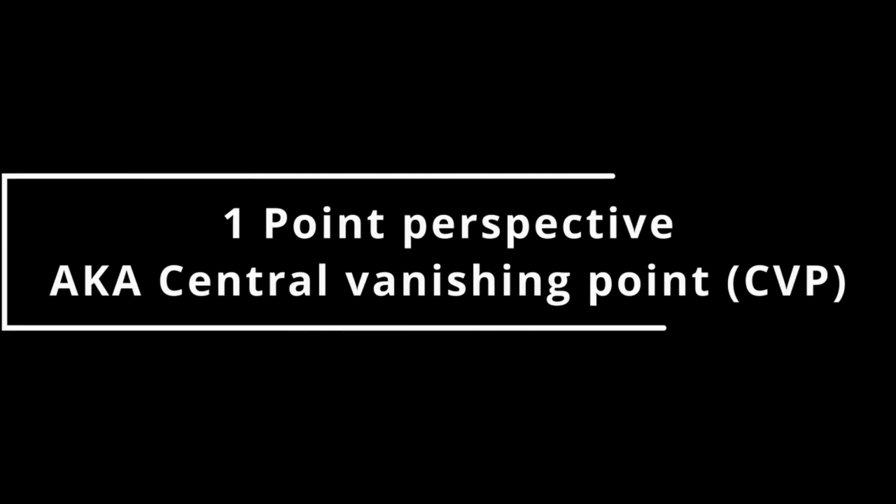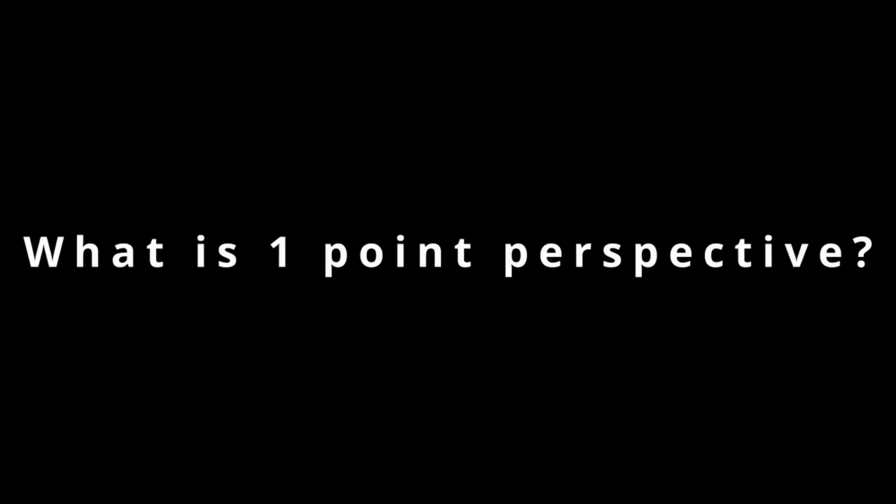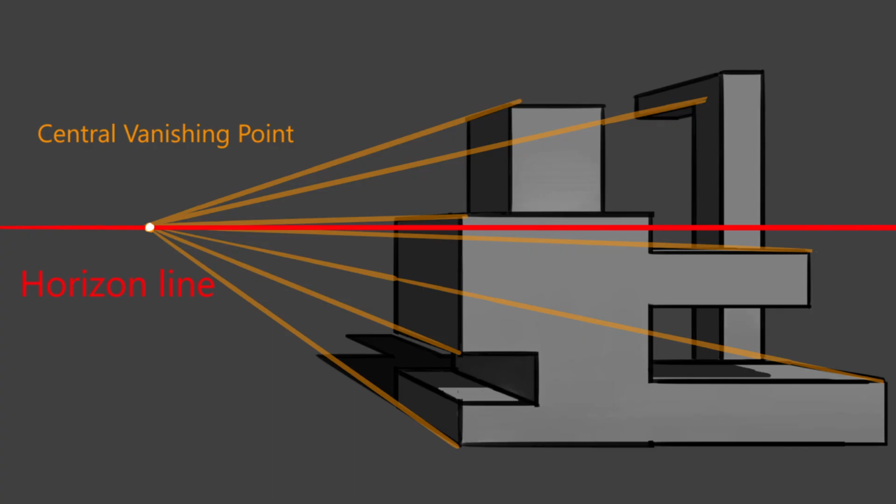In this video I will cover one-point perspective, also known as the central vanishing point. This video will be more theory heavy because I want to explain some basic concepts so you know what exactly you're dealing with. Let's begin with the question, what is one-point perspective? You can think of it like a camera pointing somewhere. It is the middle of the frame or lens. There can only be one central vanishing point per image.